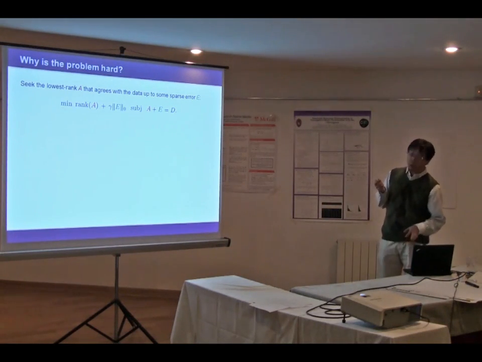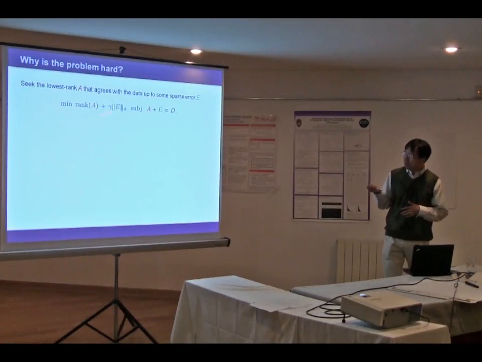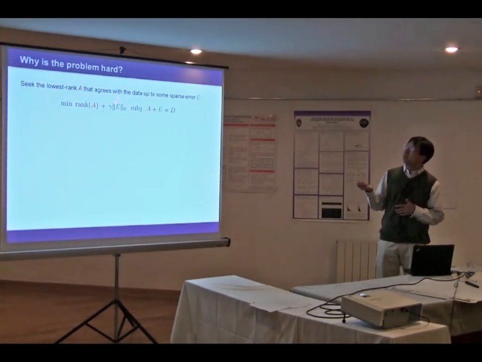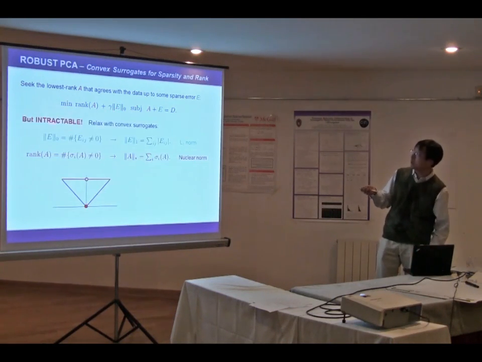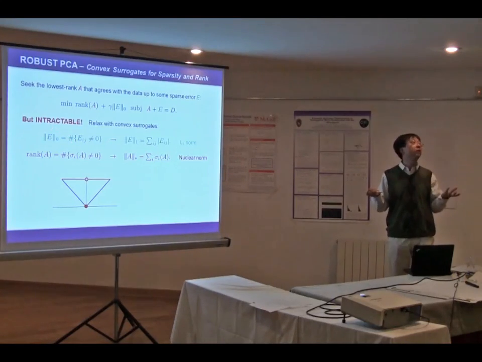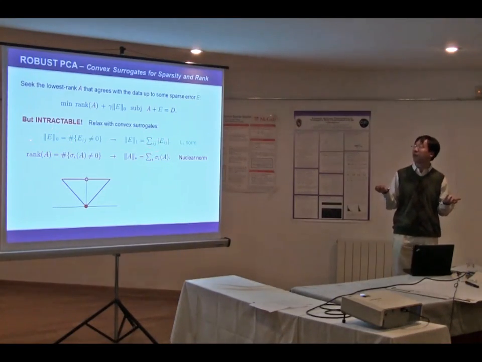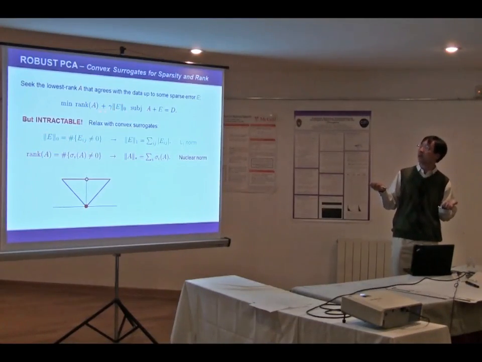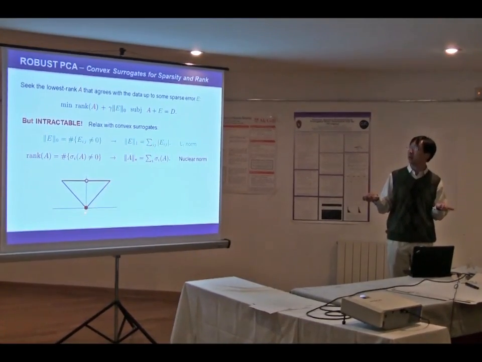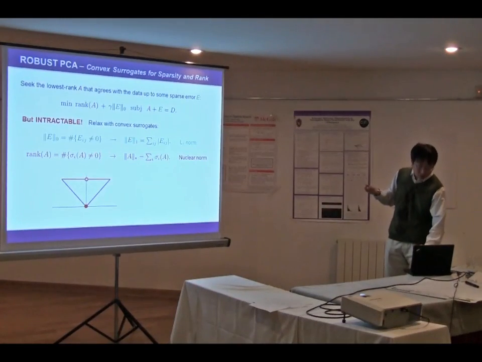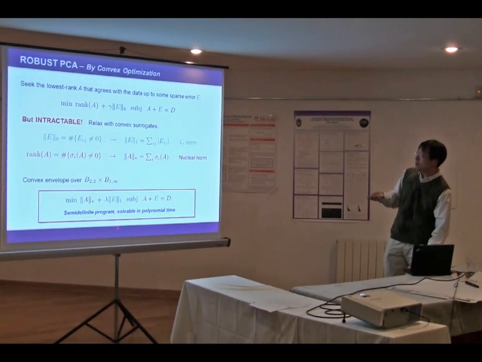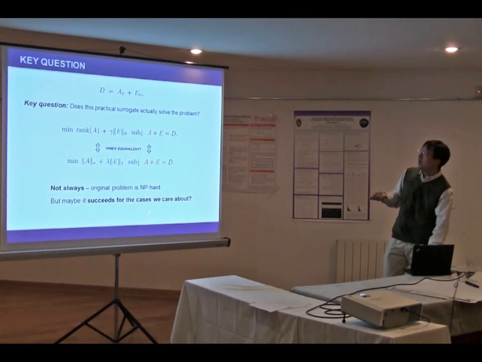But the optimization problem is not trivial. We know that rank minimization and minimizing the sparsity of the signal are both NP-hard problems. They're very intractable. The lesson we learned from compressed sensing is that instead of solving this hard problem, we relax them with convex surrogates and try to solve those instead. Everybody can do this. This becomes a polynomial time algorithm. And the question is when they're equivalent.